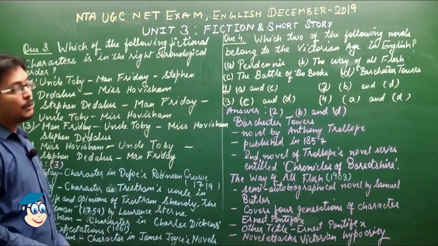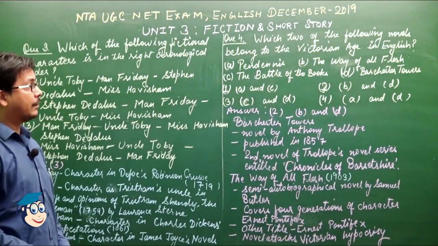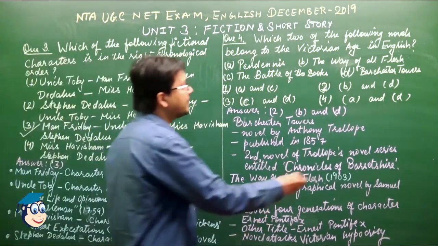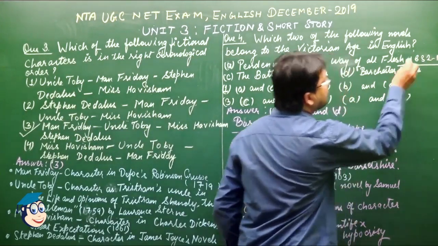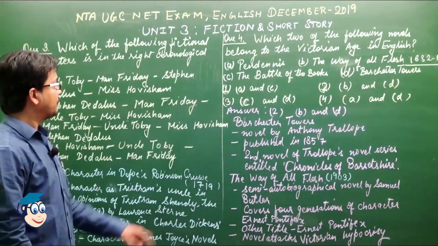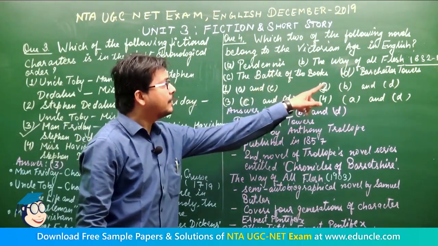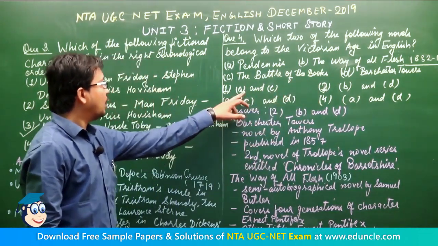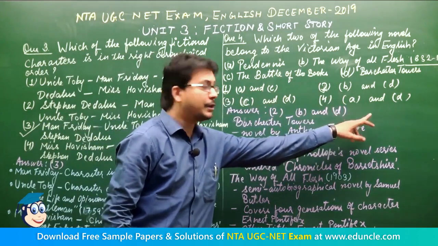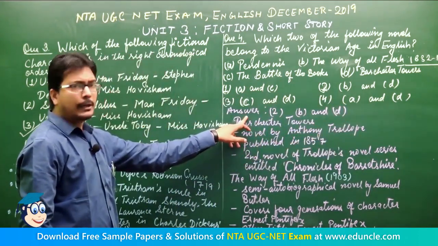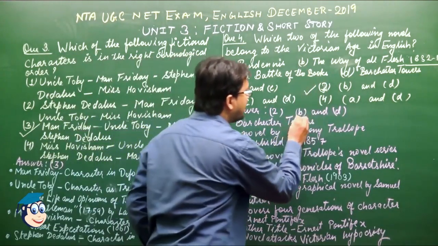The next one is: which 2 of the following novels belong to the Victorian Age in English? You know the Victorian Age? It is 1832 to 1901. The novels are Pendennis, The Way of All Flesh, The Battle of the Books and Barchester Towers. The options are A and C, B and D, C and D, and A and D. So the correct answer is the second one, that means B and D.